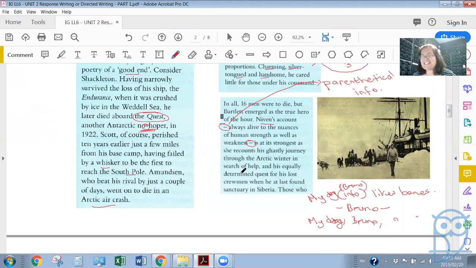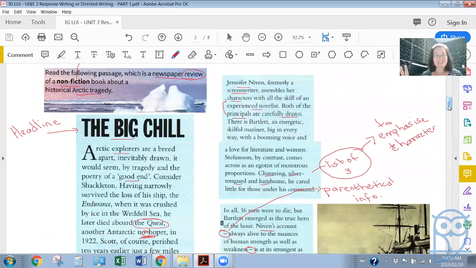And we've had a comment here to say that no hoper almost sounds like the name of the ship, which makes it very effective. Yeah, you're right. Instead of calling it the Quest, it should actually have been called the No Hoper. But I doubt that any sailor would want to get on it then. But yes. Okay, brilliant.